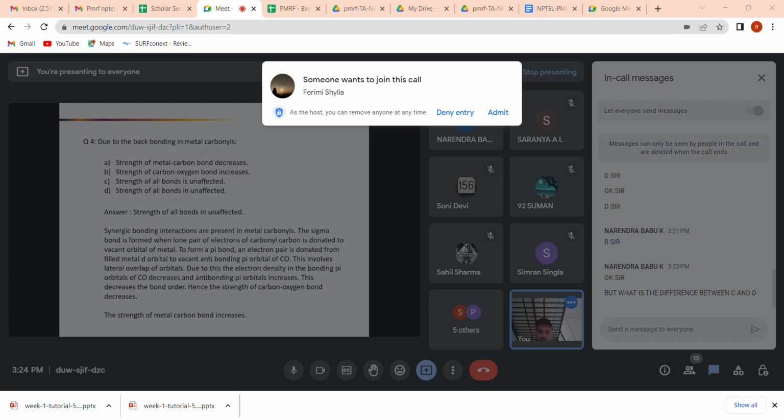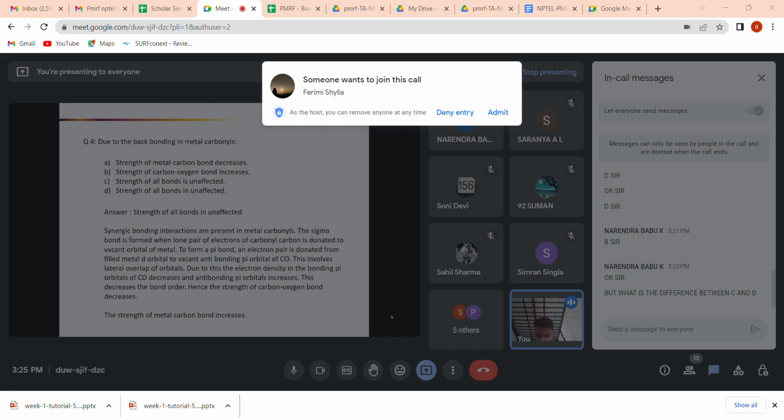So therefore, the strength of a metal carbon bond will obviously increase because the metal is again giving the electron back to the carbon. But if you see about the CO bond, the strength should obviously decrease because then you are giving the electron to the anti-bonding orbital of CO. So therefore, the CO bond should decrease. So therefore, B is incorrect. And the first option, that's the strength of metal carbon bond decreases, that's actually increase, that's not decrease, because you are giving the electron back to the carbon, and there is a pi bond also extra that's coming out, and therefore the option is strength of all bonds are unaffected.